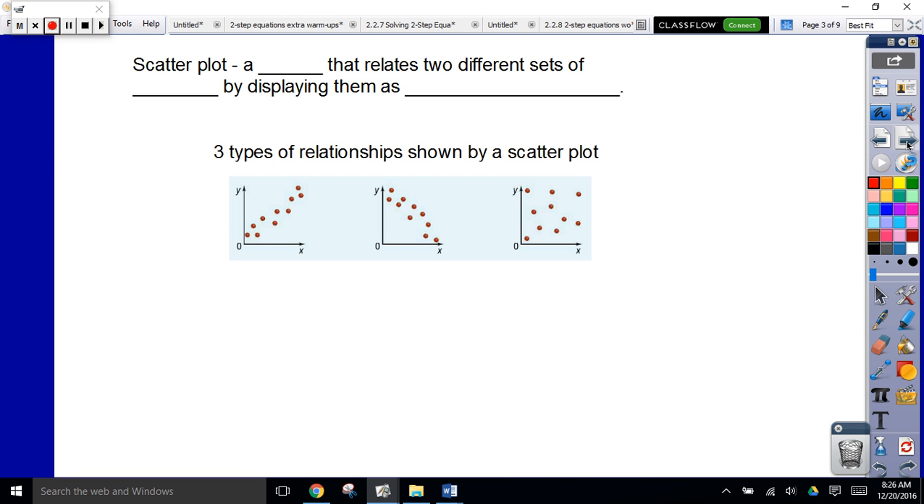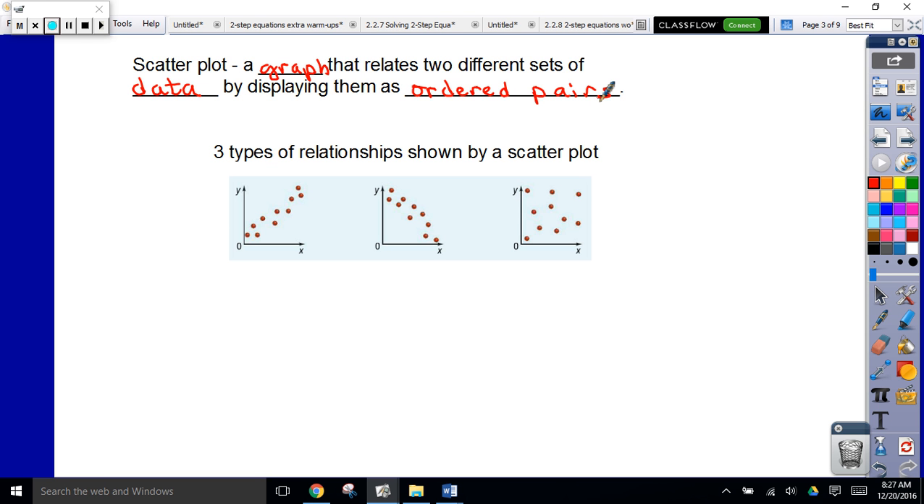Okay, a scatter plot is a graph that relates two different sets of data by displaying them as ordered pairs. And the examples that you see on the board are all examples of scatter plots.